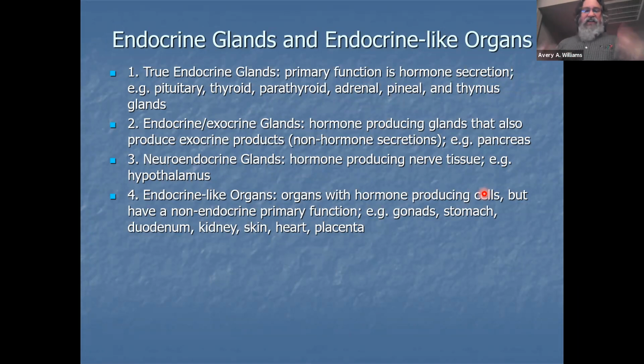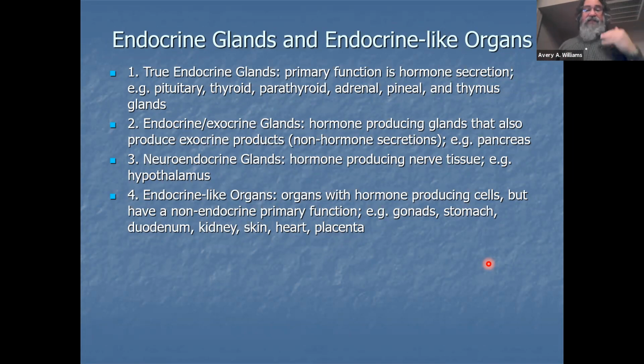This is kind of like my junk drawer of classification. I always have one of those junk drawers, right? My junk drawer here is basically everything else that produces hormones of some sort. If you think about it, just about every tissue, every organ makes some kind of hormones. But these are some classic endocrine-like organs.